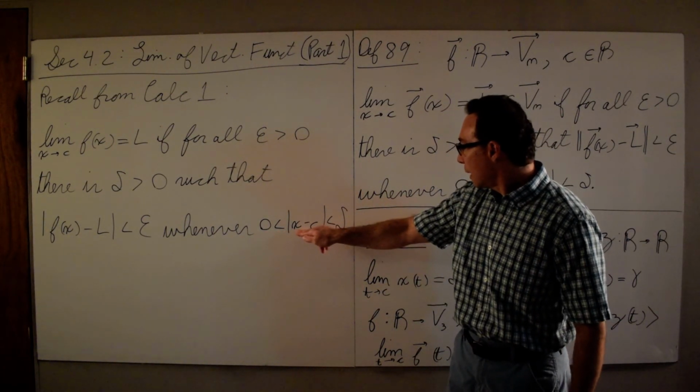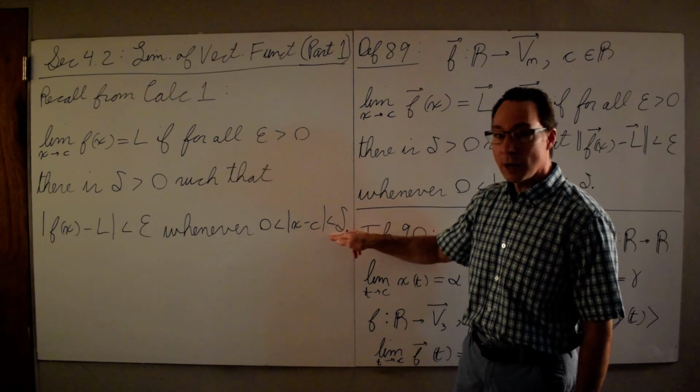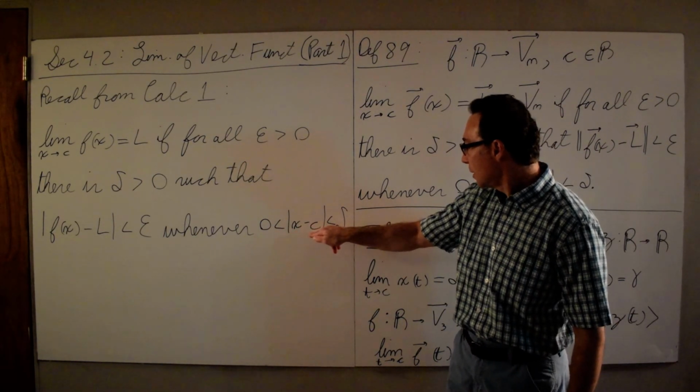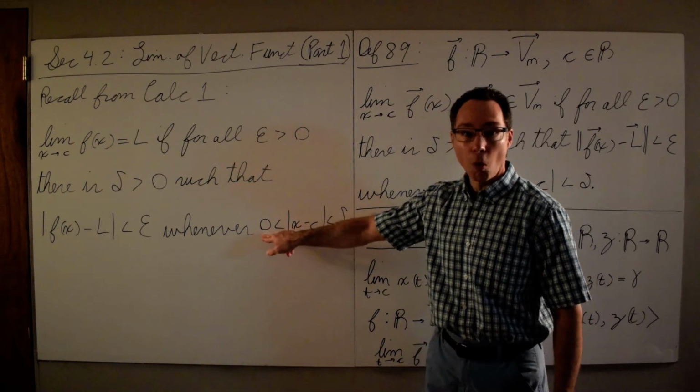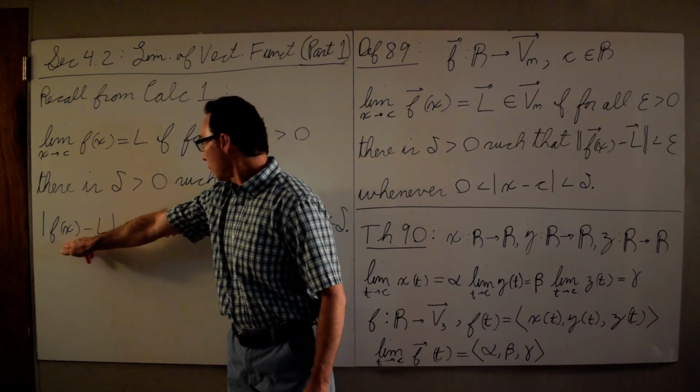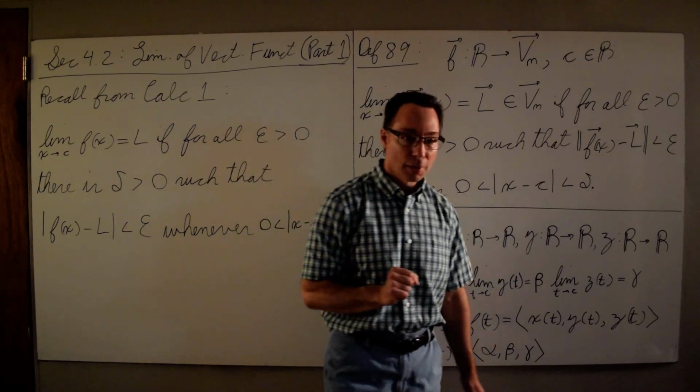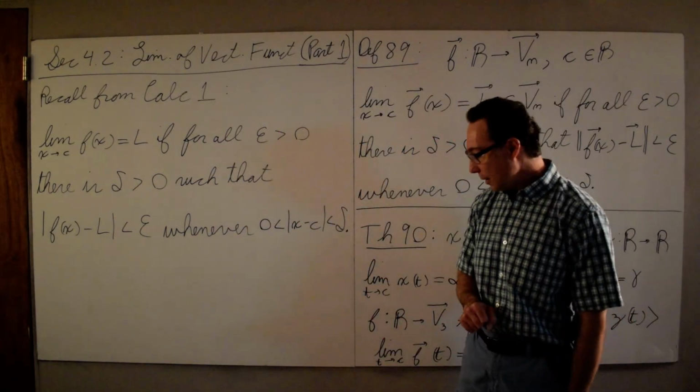So how do we measure closeness here? With delta. We say if we get x and c this close, but not equal, f of x and L are this close. That's how we measure the distance in the real line.